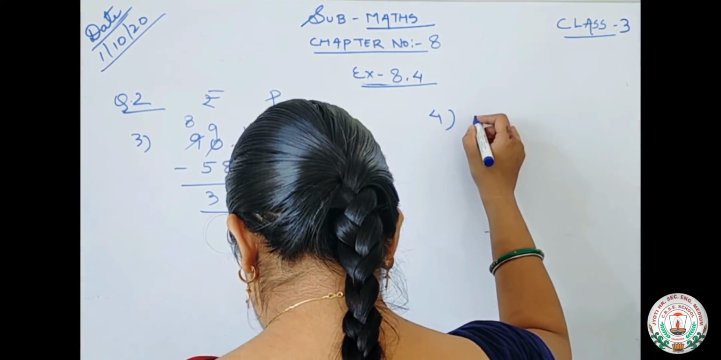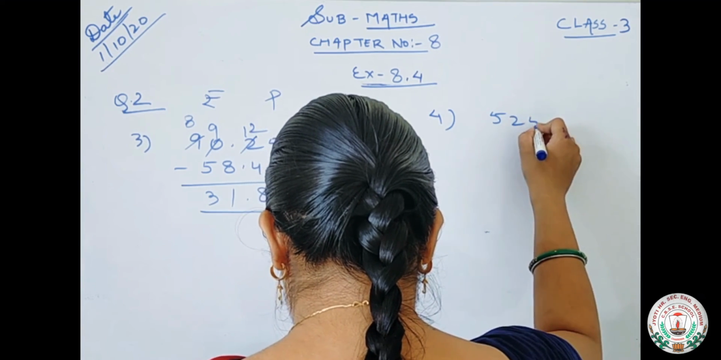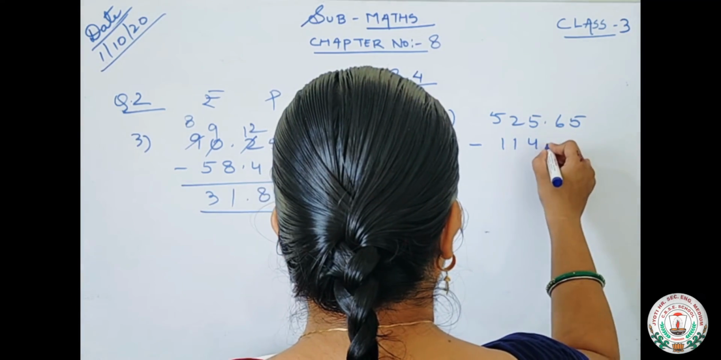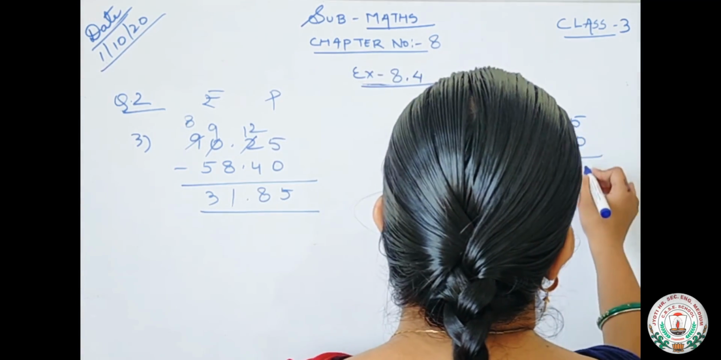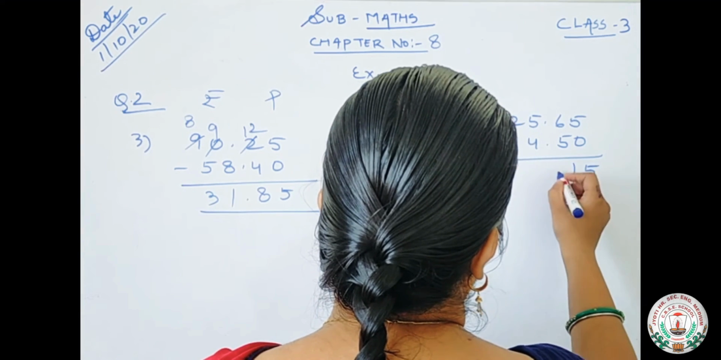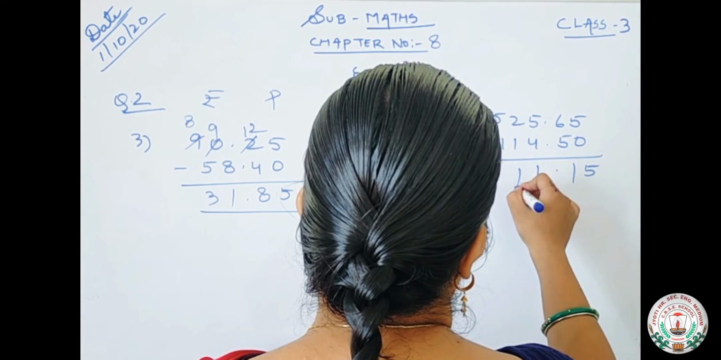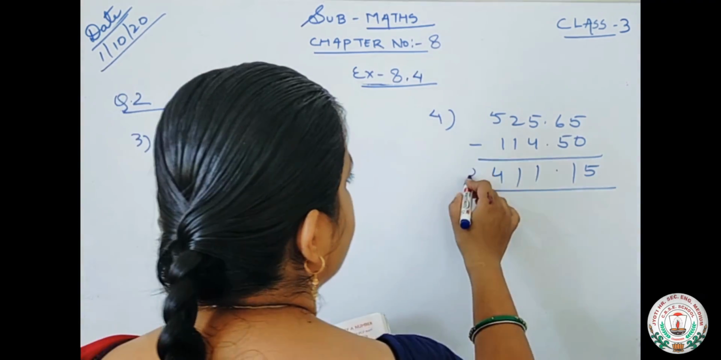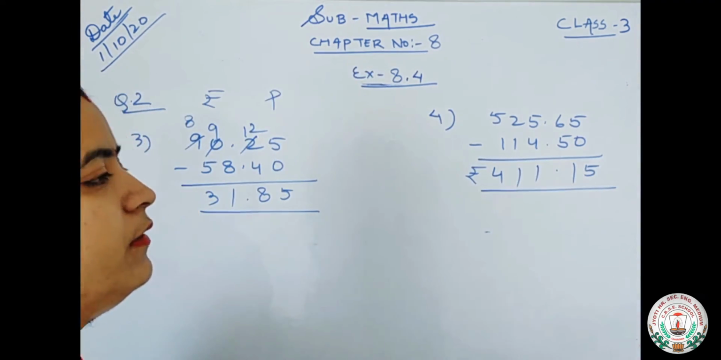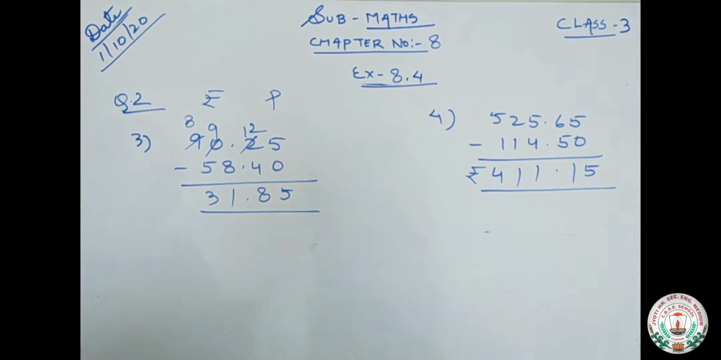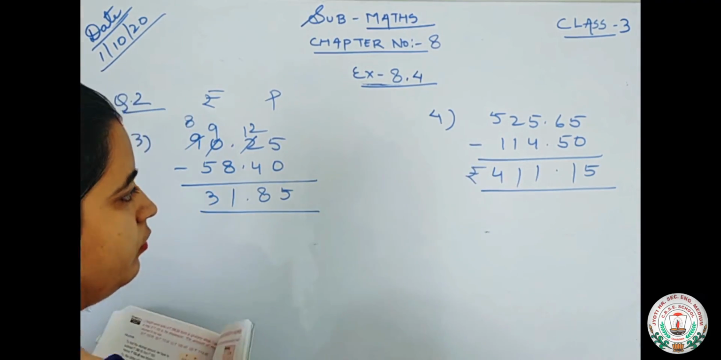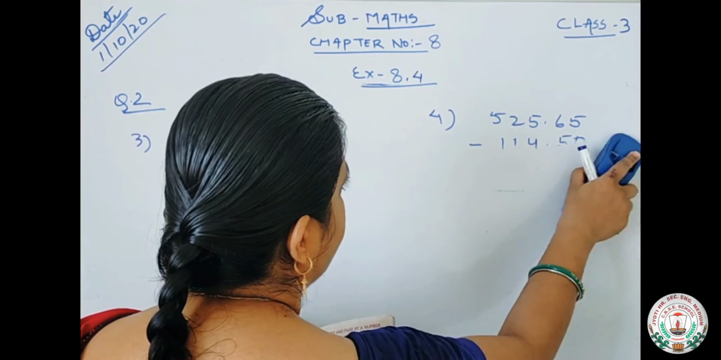Number 4. Number 4 is 525.65 minus 114.50. 5 minus 0, 5. 6 minus 5, 1. 5 minus 4, 1. 1, 4. So what is the answer? Answer is rupees 411.15. So like this, children, you will try to solve the rest of the questions. Only one thing you remember, whenever from is given, you will write the second number first. Okay, so try to solve the rest of the questions.